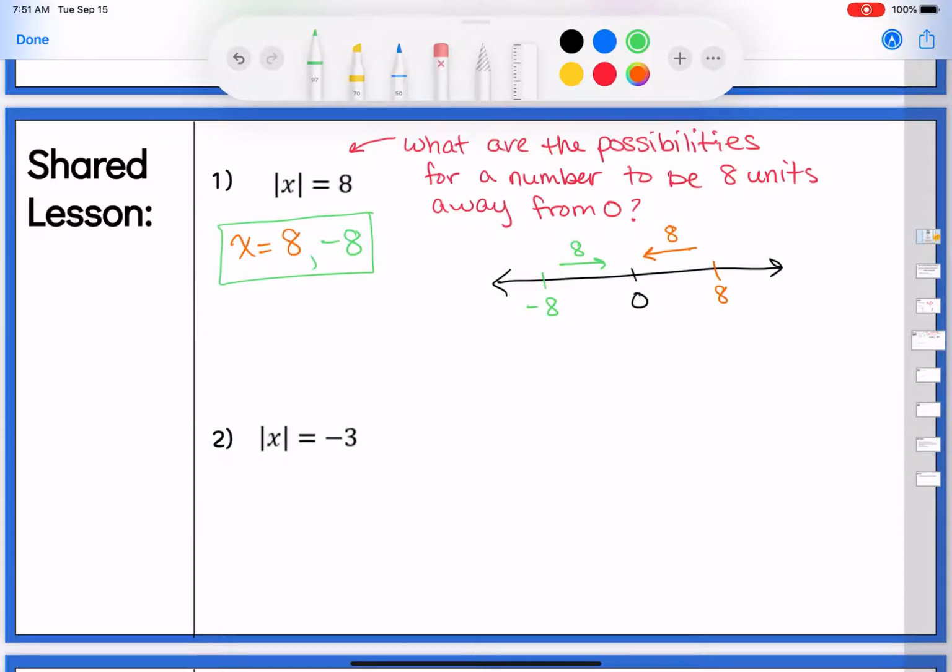Okay, now number 2 says, what are the possibilities for a number that would be negative 3 units away from zero? Well, negative 3 units away from zero. I don't even know how to do that, right? I can't have a negative distance.